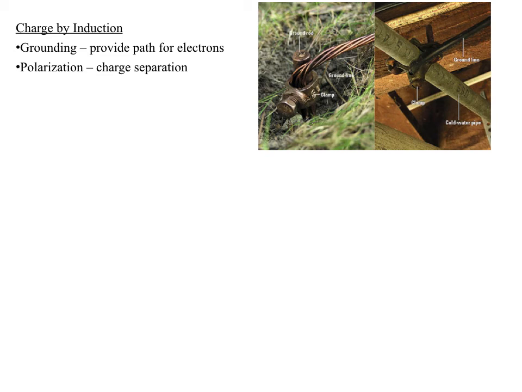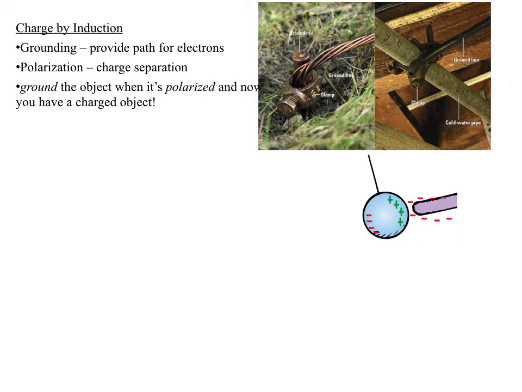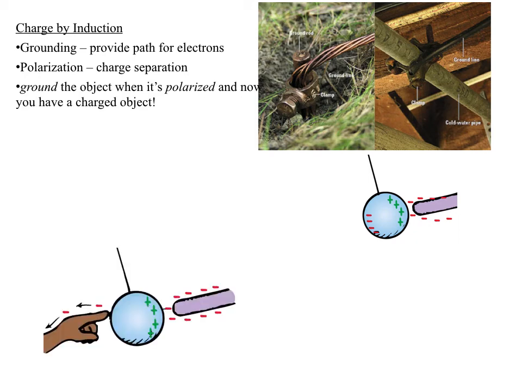We said that polarization is charge separation. We're going to bring an object close but not touch, so that the opposite charges are repelled as far as possible. And then we provide a path for them to leave, such as touching with my finger. And now this ball would be left positively charged.